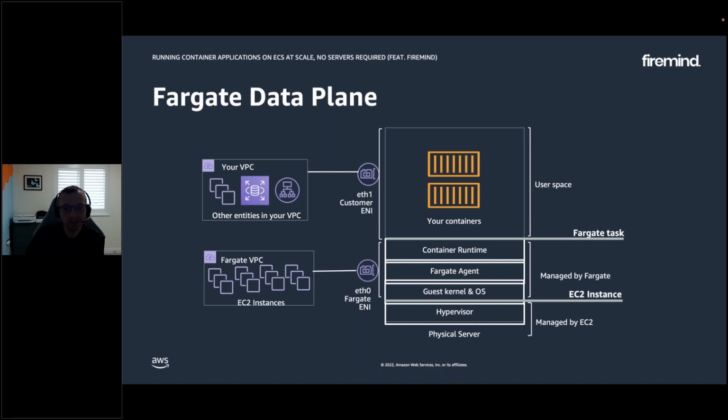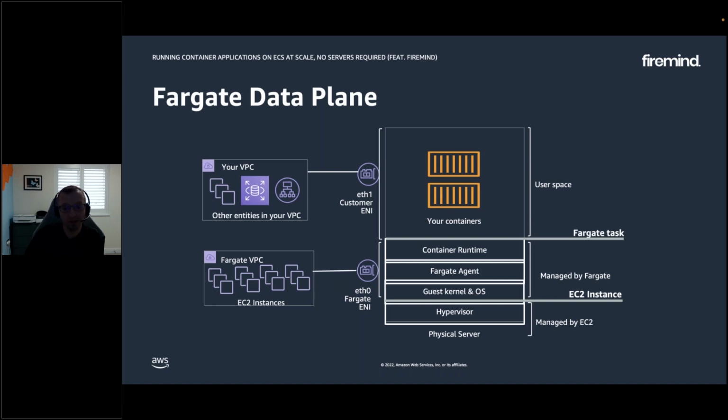Networking-wise, the primary network interface for this EC2 instance, eth0, is actually in the Fargate VPC. So we maintain that because the instance was launched in the Fargate VPC. But when this instance gets selected to host a task, we create an elastic network interface, or ENI, in your own VPC, and then we attach it to this instance as a secondary network interface.